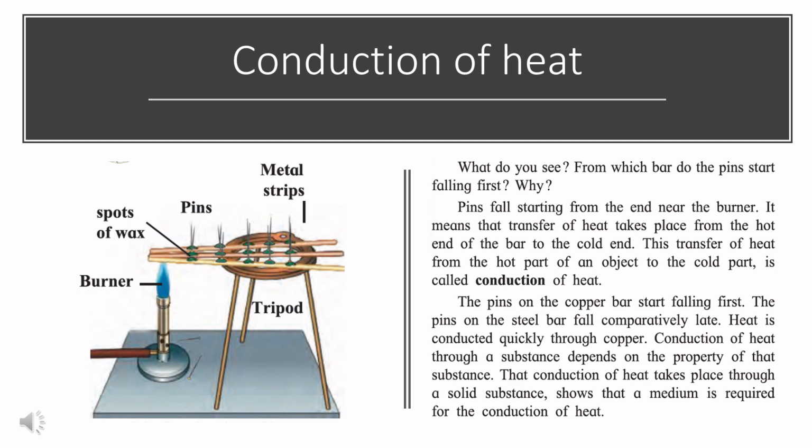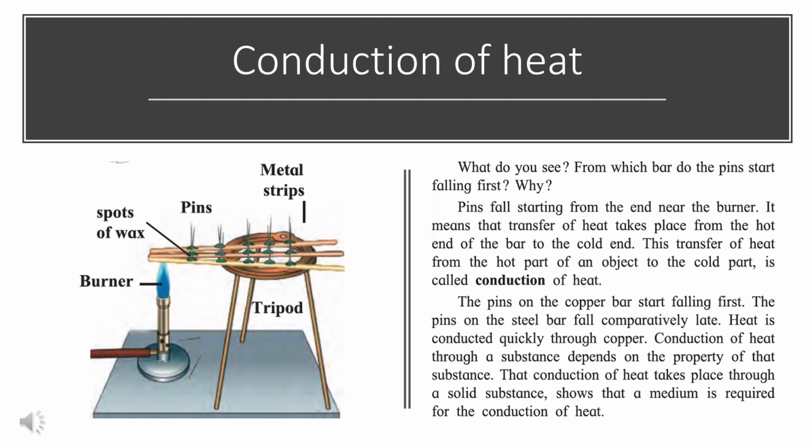All of them are of the same measurements, same length, and the wax used for sticking the pins on all three is also the same. So as we start heating, we are going to see what happens and which one gets heated faster. So we observe that pins fall starting from the end near the burner. From the left side, it means the transfer of heat takes place from the hot end of the bar to the cold end. So first the pins towards the burner will start falling.